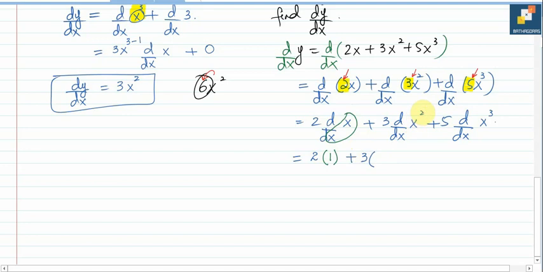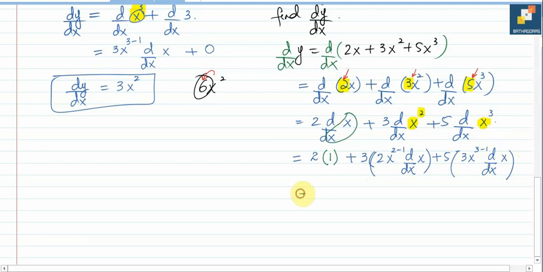We need to write the power first, right? So the power is 2. So what are the rules? First we need to write down the power, then you need to subtract 1 from the power, and then you need to differentiate that function which has the power. Alright, for the last one, 5 as it is. Again the same rules. First we need to write down the power and then subtract 1 from the power, and then differentiate that function which has the power, and that function for both the cases is x.